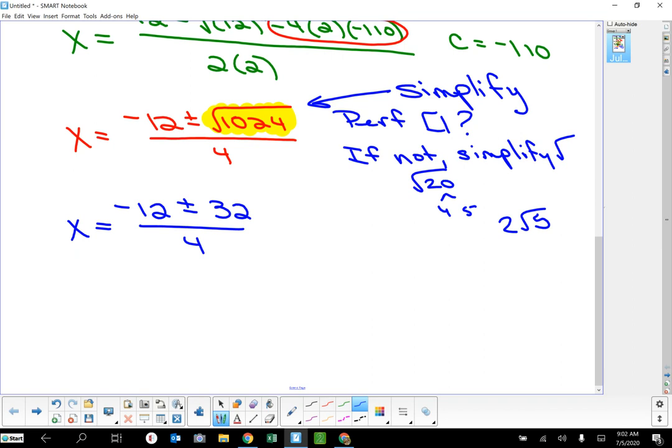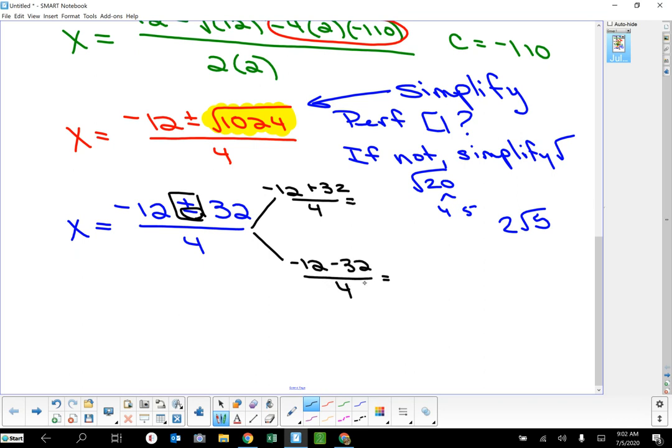And now when you get to this point, you have two answers here. And I like to just draw those branches off of there. And these come from this sign right here, this plus or minus. What's going to happen, I'm going to use the negative 12. And then I'm going to use the top sign, which is the plus. So I'm going to go plus 32 and divide it by 4. That's one of my answers, which we'll simplify in a minute. Then I'm going to go back and start with the negative 12 again. Now I'm going to use the bottom sign, the minus here, subtract off 32 and divide by 4.